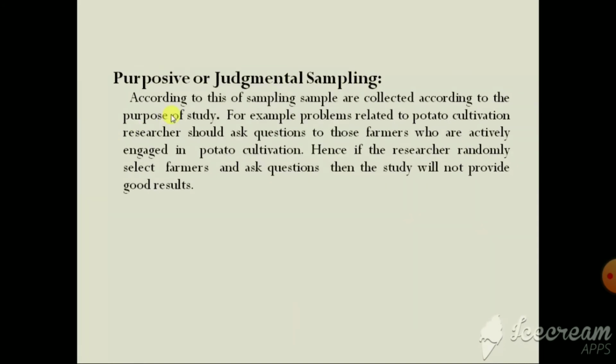Purposive or judgmental sampling: according to this sampling, the samples are collected according to the purpose of the study. For example, for problems related to potato cultivation, researchers should ask questions to those farmers who are actively engaged in potato cultivation. Hence, if the researcher randomly selects farmers and asks questions to those who are not engaged in potato cultivation, the information will not be suitable or the study will not provide good results. So here, with respect to some purpose, the researcher should collect information.